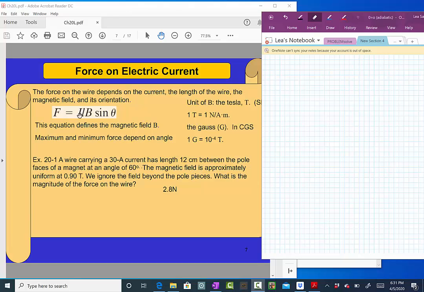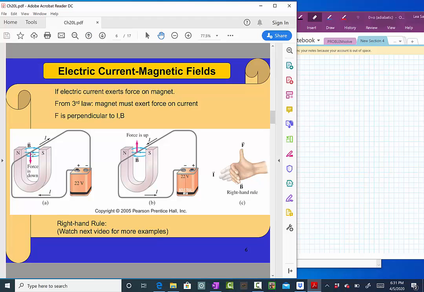It depends on I. I is the current that is going through the wire. So this is the force on the wire. It depends on the current going through this wire. Depends on L. This L is the length of the wire, but only the piece that is between the poles, that is in that magnetic field, not the whole wire necessarily. So in this drawing here, we only think about this piece here, which is inside between the north and south pole, not the whole length.